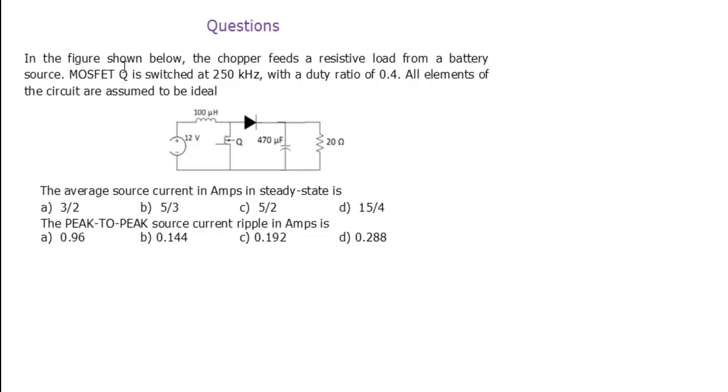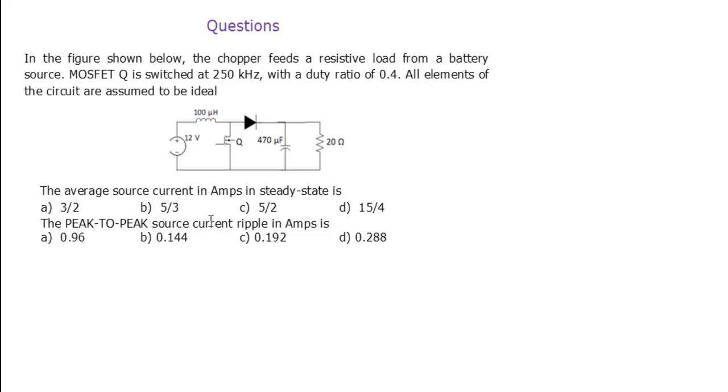In the figure shown below, the chopper feeds a resistive load from a battery source. MOSFET Q is switched at 250 kHz with a duty ratio of 0.4. All elements of the circuit are assumed to be ideal. Okay, this circuit diagram is given. The average source current in amperes in steady state is.